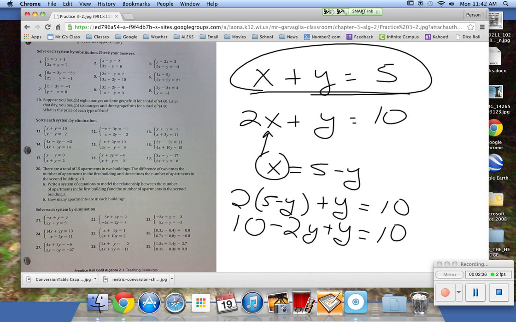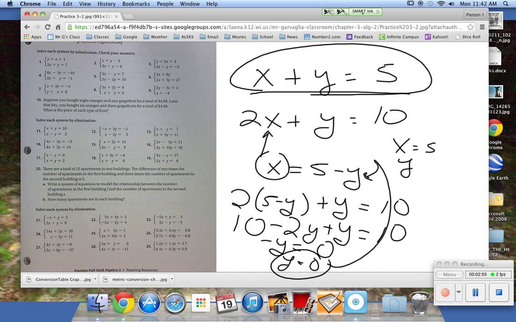And now I can start solving for this. Negative y equals 0, y equals 0. If I plug this back up into my original equation, I can plug it right into there, x equals 5. So my two values here are x equals 5 and y equals 0. This is called substitution. Well, that's why it's called substitution.